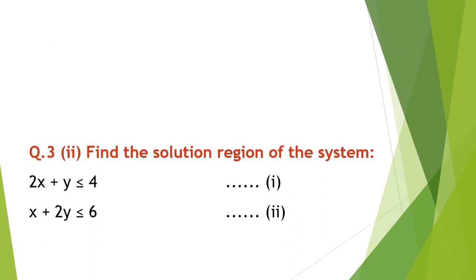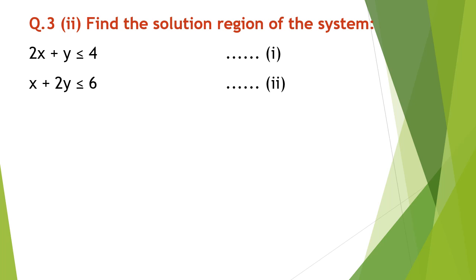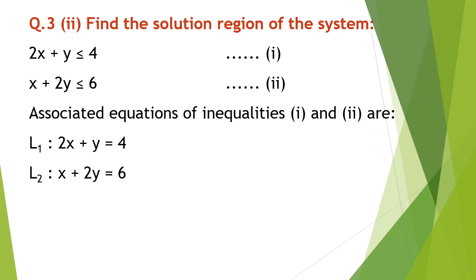Now students, we will move to the second part of question number 3. Here again another set of linear inequalities is given. The first thing is to find the associated equations related to these inequalities by replacing the inequality sign with the sign of equality. Now the associated equations for inequalities 1 and 2 are given. These are 2x plus y equals 4, and x plus 2y equals 6.